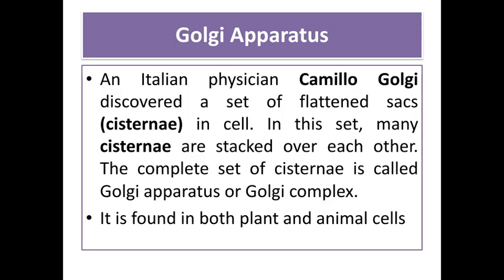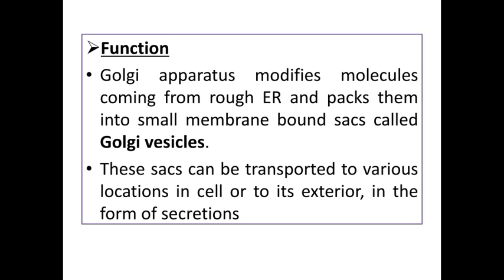Next is the Golgi apparatus. Now Golgi apparatus was discovered by Camillo Golgi, and these are the flattened sacs that are known as cisternae. And there are many cisternae that are stacked over each other, and the complete set is known as Golgi apparatus or Golgi complex. And now it is present in both plants and animals.